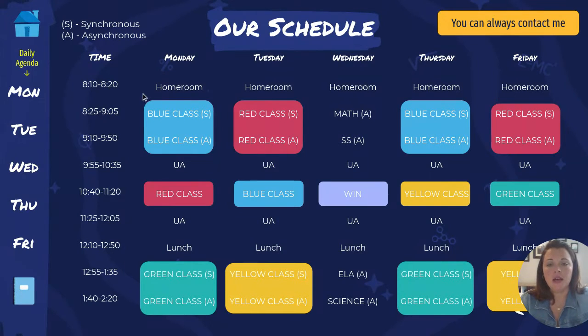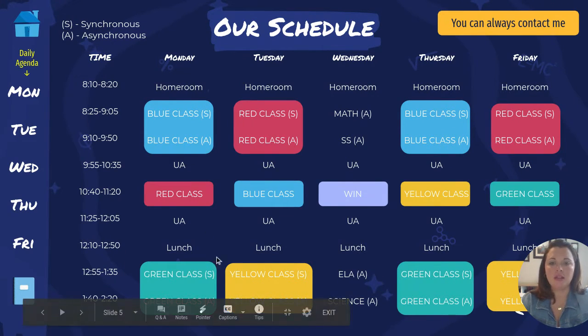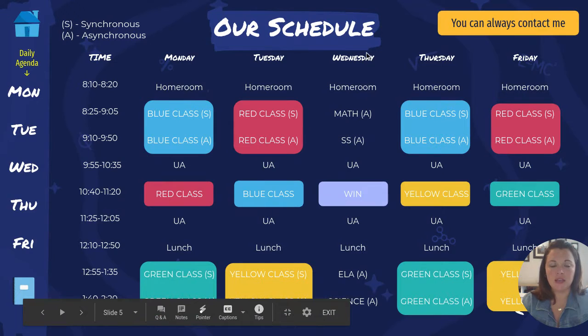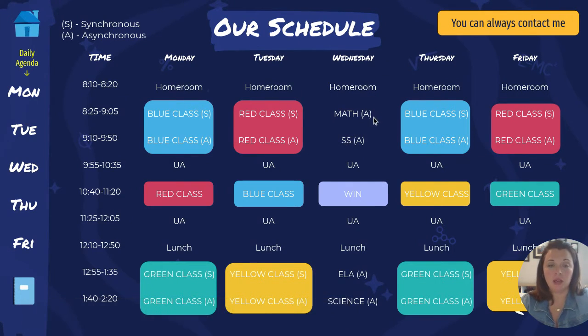We have blue on Monday, then you will be going to a UA, and then a red class, which is a single block, and then UA, lunch, and then another big block down here. That's pretty much the same every day except for Wednesday, where it gives you the designated times that you should be working on specific core subject materials. So math in the morning, then social studies, then you have your UAs.